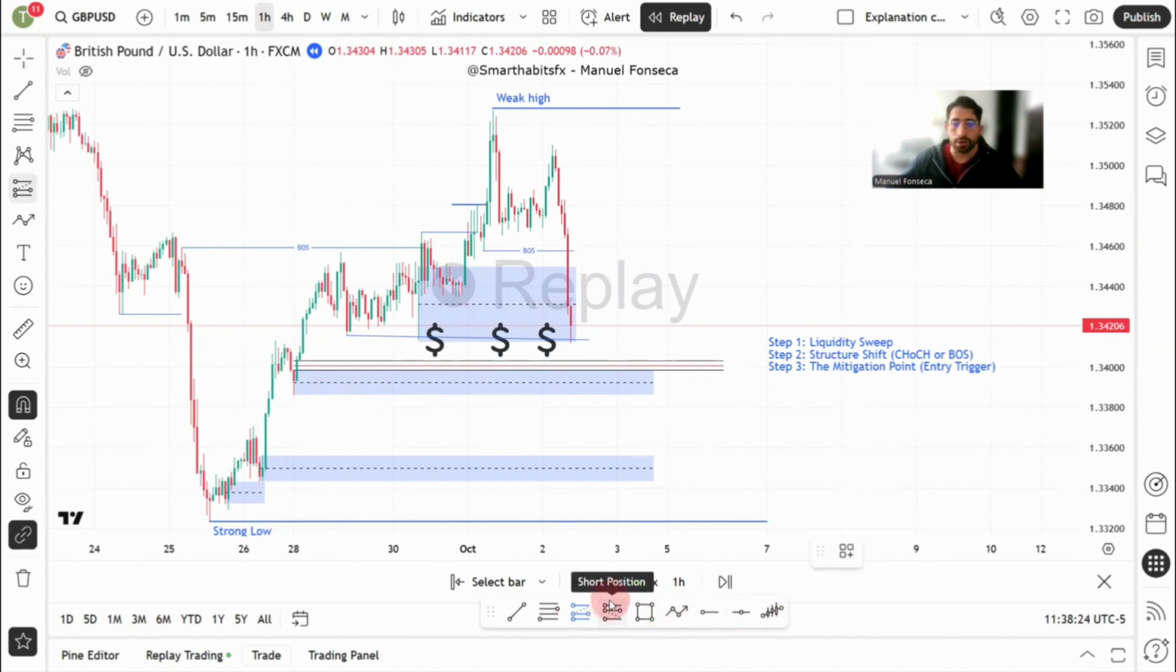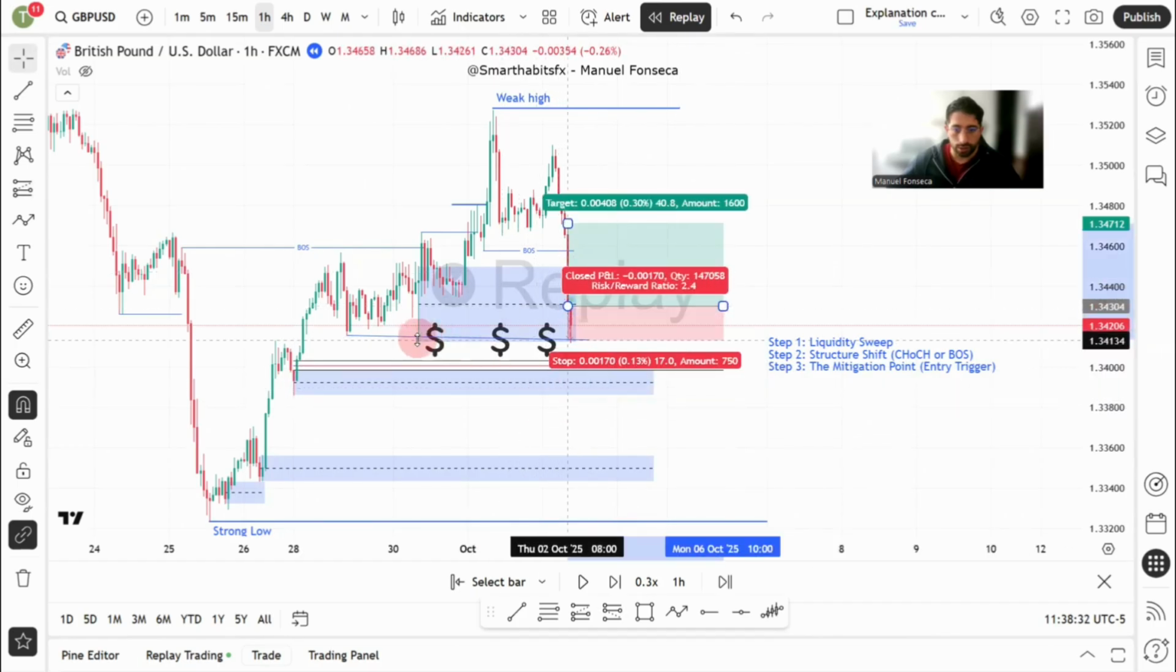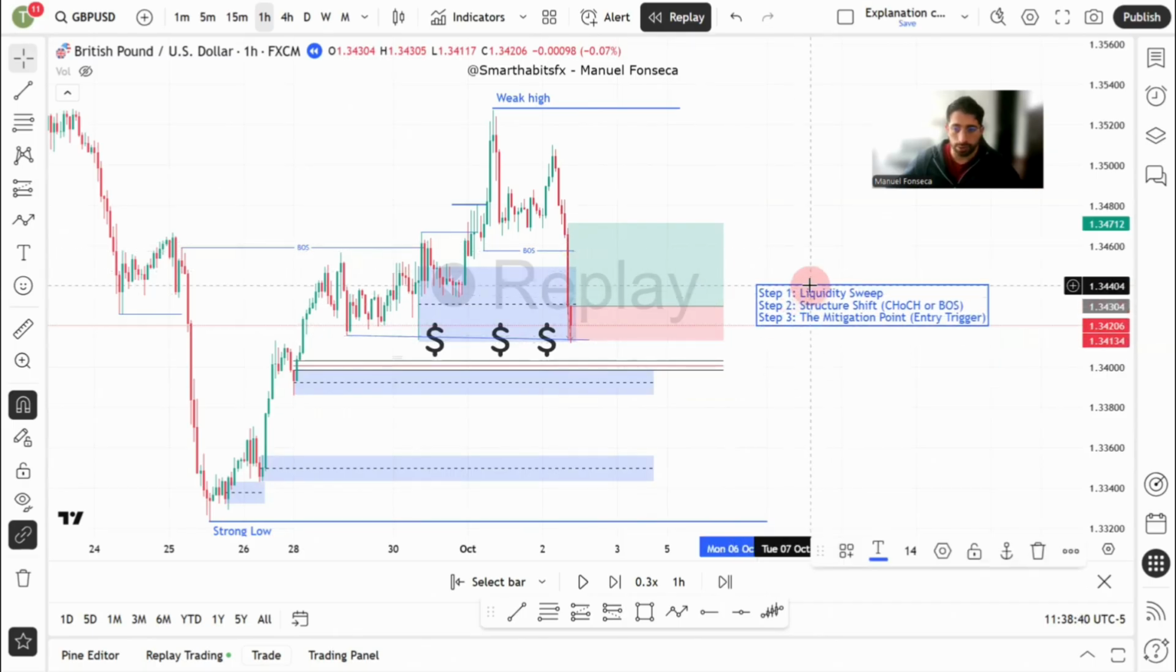Remember that people who are impatient put an order here and put a stop loss here close to the low, and they are already out of the market, right? You're not those people. You will wait for the steps of the confirmation, which are liquidity sweep, structure shift, which is a BOS, not a judge, a boss, and then mitigation point.